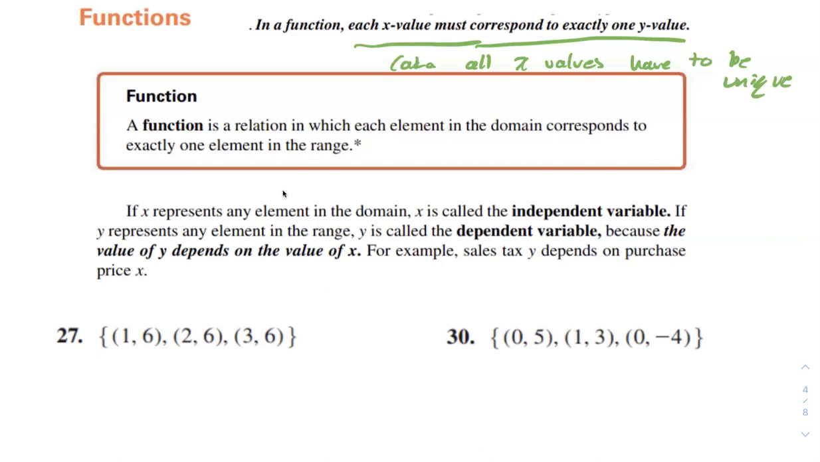Right, so all the x values have to be different. I don't care about the y values. They can all be the same for all I care about. If you want something to be a function, all the x values have to be different. So each x value must correspond to exactly one y value. That just means all the x values have to be different. You can't have two of the same x values.